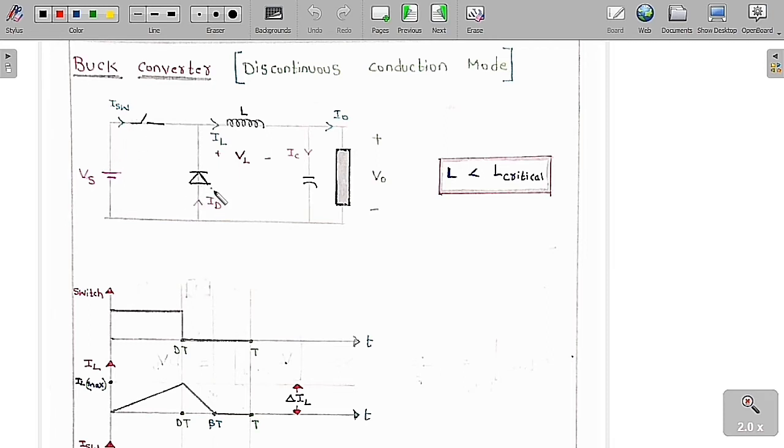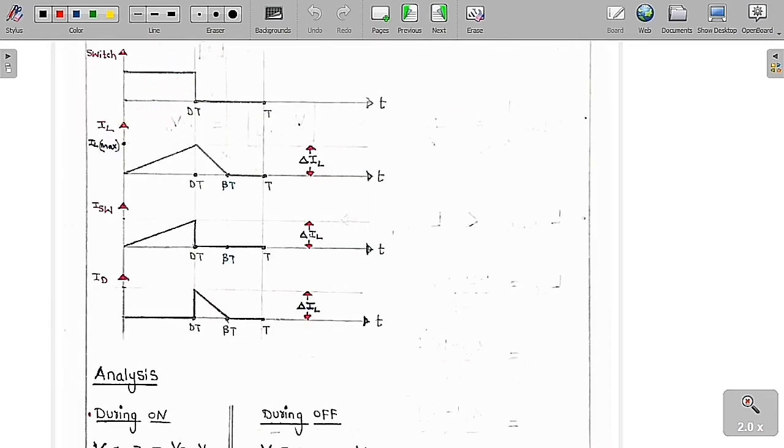And this is the freewheeling diode current, which is ID, and this is the inductor current IL, and this is the voltage across the inductor VL. Now, whenever the chosen inductance is lesser than the critical inductance, we are going to analyze the circuit waveforms. See, the switch is on for 0 to T on, meaning DT.